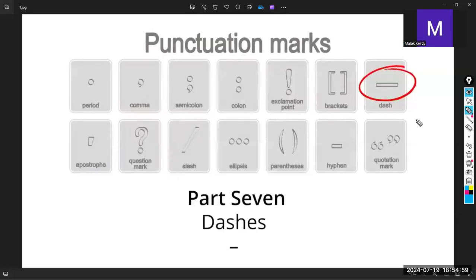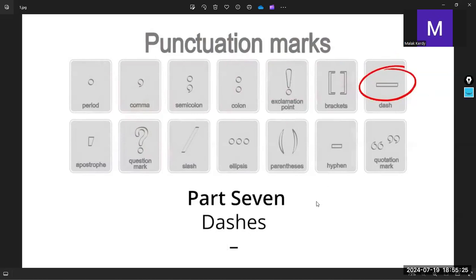Okay, so I think now we have to start discussing the dash punctuation mark. We only have three punctuation marks left, which are parentheses, brackets, and dash. These are the easiest punctuation marks. I'm going to tell you why these three are going to be the easiest ones. Now let's talk about the rules of using the dash.